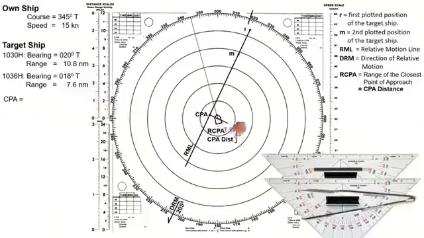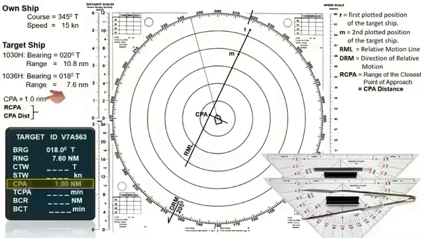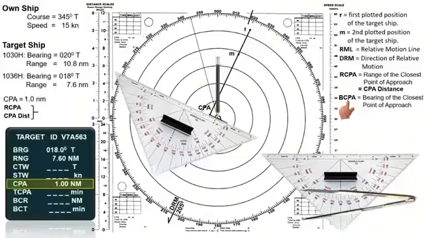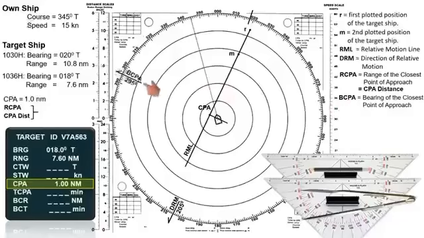Whether this 1 mile will be called RCPA or CPA distance, it will appear on the radar screen simply as CPA. To determine the bearing of the closest point of approach, or BCPA, find the direction of the line drawn perpendicular to RML. This direction always starts from own ship's position, and points toward CPA. In this case, the BCPA is 295 degrees.